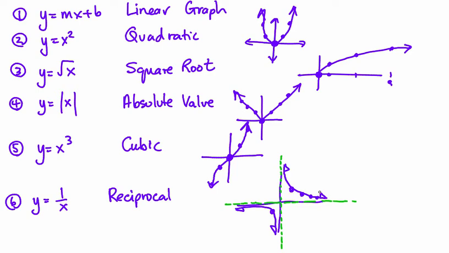Once you have these graphs committed to memory, then we can move on to the next part of this, which is how do we move them and shift them around? So the first type of movement that we'll do is a shift. The technical name for that is a translation. So let's take a look at that next.